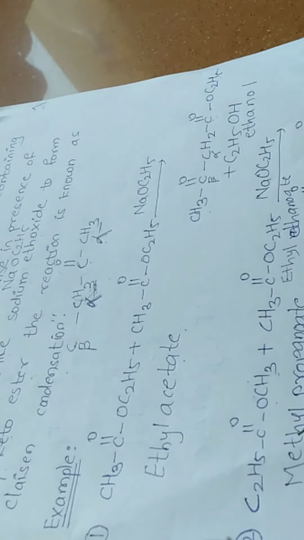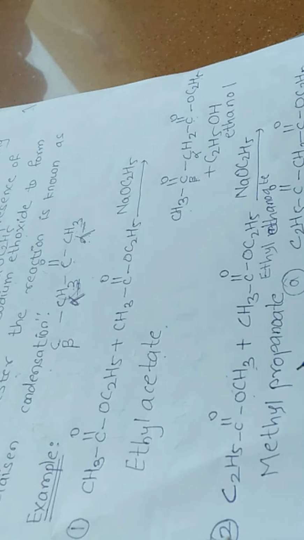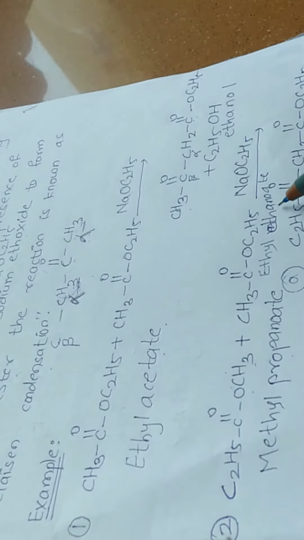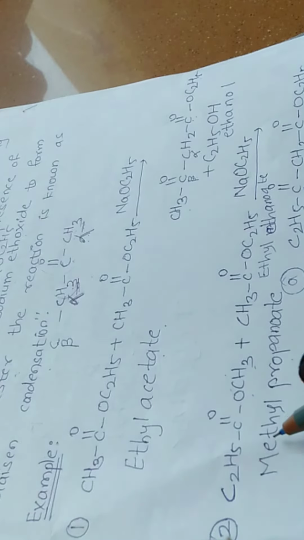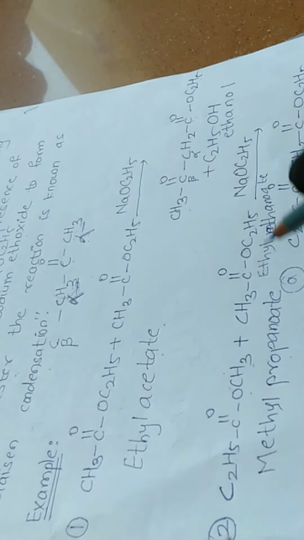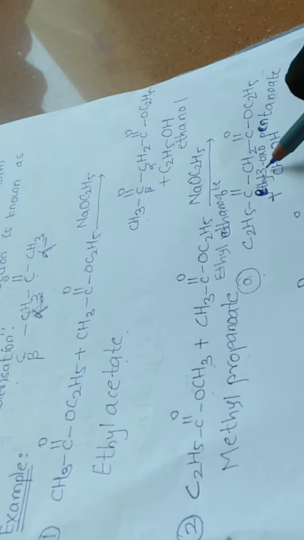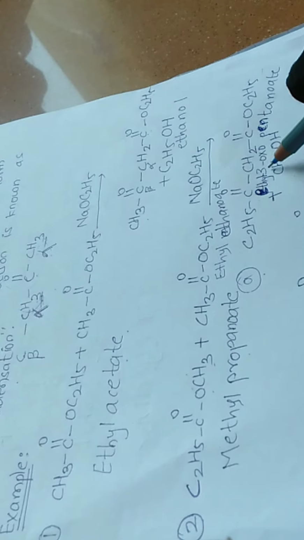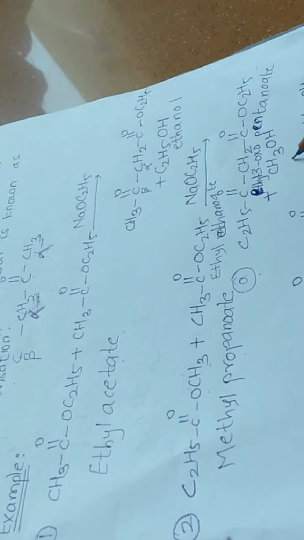The second example of Claisen condensation is where there are two different molecules of ester. First is methyl propanoate and second is ethyl ethanoate, you can also say ethyl acetate. By addition of these two molecules and a strong base, we'll get ethyl 3-oxopentanoate. This is the IUPAC name, ethyl 3-oxopentanoate, and we will also get methanol.